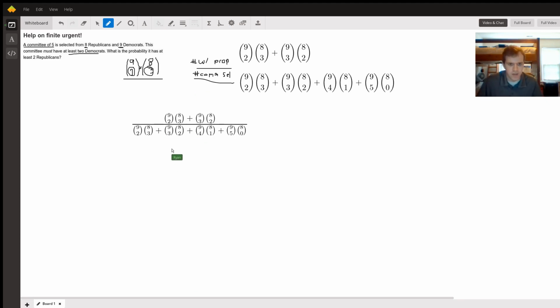And so then you just plug and chug, basically, and the number that comes out is, you get 0.79389 and then some other stuff. So it's almost 80% probability that it has at least 2 Republicans. So there you go. Good luck.